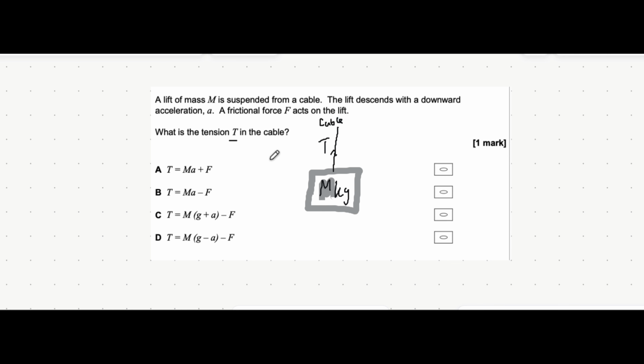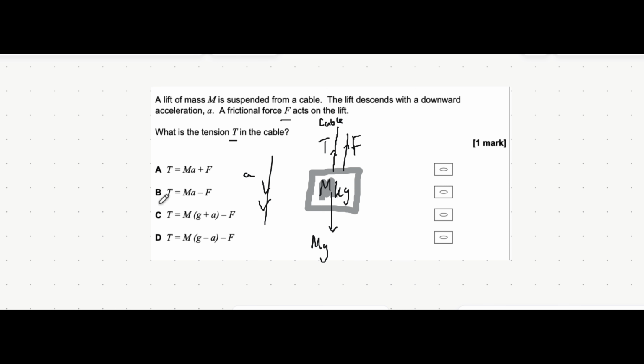The lift descends, meaning it goes downwards with a downward acceleration a, and a frictional force acts on the lift. Now, friction acts opposite to the direction of motion, so if it's going downwards, friction would act opposite to that, so upwards. We're almost finished labelling the forces, but there's also the weight of this mass that we have to take into account. Weight is just equal to mass times g, so we'll call this capital Mg.